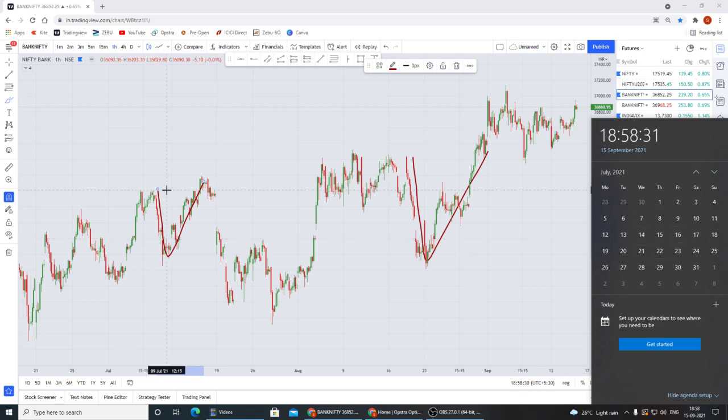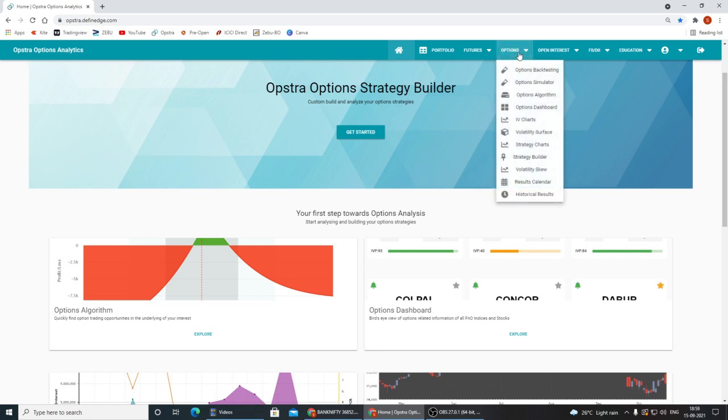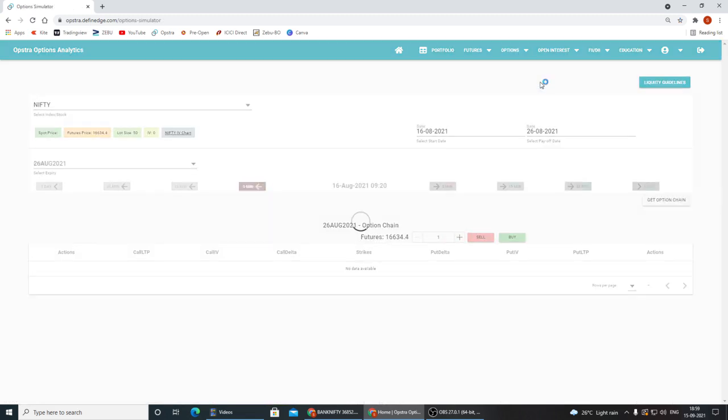Guys, unlike my last video, today I am going to show how to manage the vega also. So please do not skip any part of this video because you will get confused. I opened opstra.definedge.com. I will give this link in the description. You can log in and create your own strategy. So let's go to options, option simulator.